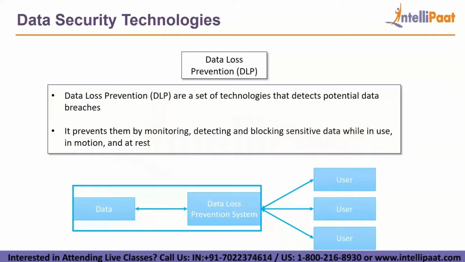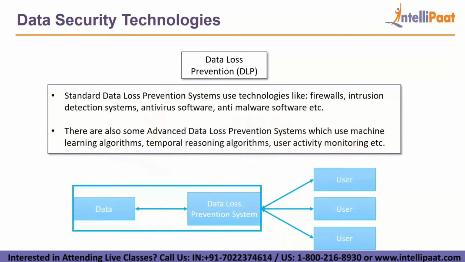Think of it this way: if you have some data, it could be in motion, it could be at rest, or it could be in use while it's being created. These refer to the lifecycle stages of cloud data, and all of these different stages have different security requirements. Now, instead of you having to do it on your own, monitoring the data, detecting and blocking sensitive data, this can be done by data loss prevention systems. Standard data loss prevention systems use technologies like firewalls, intrusion detection systems called IDS, antivirus software, anti-malware software, etc. There are also some advanced data loss prevention systems which use machine learning algorithms, temporal reasoning algorithms, user activity monitoring, etc.